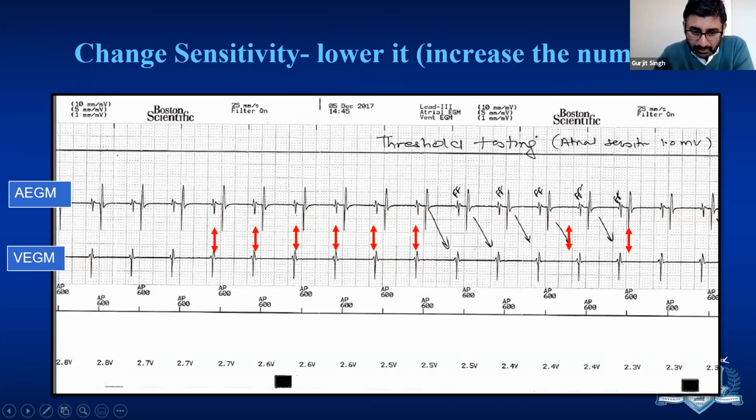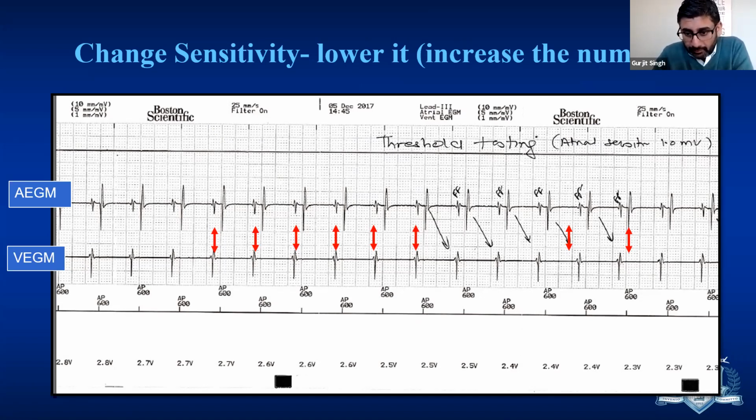So sometimes this is an example to show you that the device clinic may come back saying the patient's lead is failing or the threshold is high. And the other way to do it is, if you have any trouble, obviously this is not a dependent patient, you can always test in AOO mode. AOO mode is basically you are turning everything asynchronous.